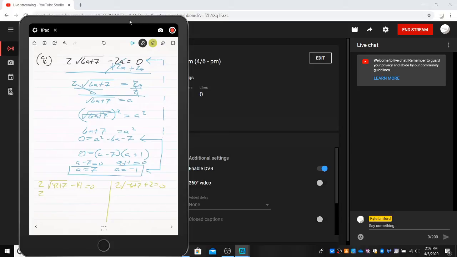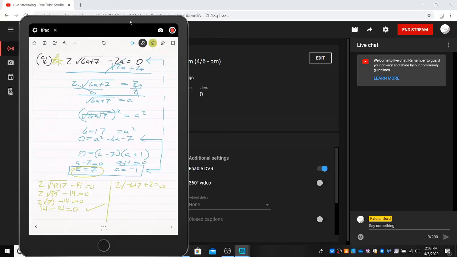2 times 42 plus 7 is 49. So I have root 49 minus 14 equals 0. The square root of 49 is 7. So 2 times 7 minus 14. And what do you know? 2 times 7 is 14. Minus 14 gets me 0. Yeah, that works. Okay, so 7 is in fact a true solution to this problem. It's a true solution to my original equation.